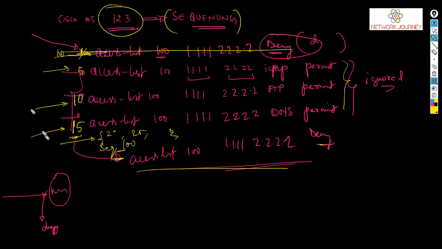The ACL works on top-to-bottom sequencing. As soon as it finds a match, it's going to consider that and push it to the outbound interface. The outbound interface will check once again if there is an ACL, and it will do the rightful job and push it out. So that's about the ACLs.